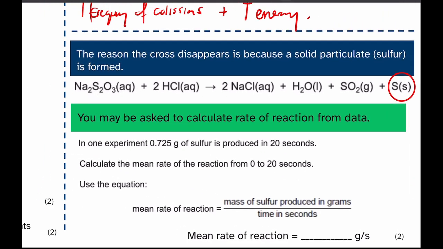Something that you just need to know in this practical: why does the cross disappear? It's because you get a solid particulate formed. The solid particulate is sulfur. It's very common in chemistry exams to give you these state symbols. So you can just see here we've got two aqueous solutions, added those together, produce an aqueous, a liquid, a gas, and a sulfur.